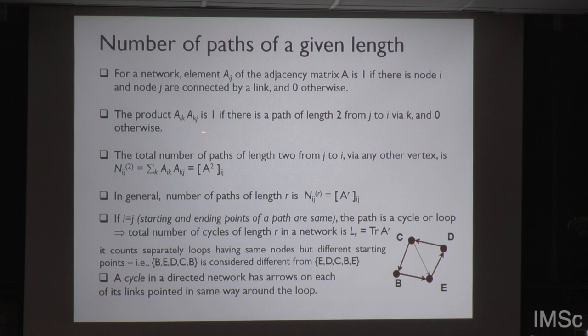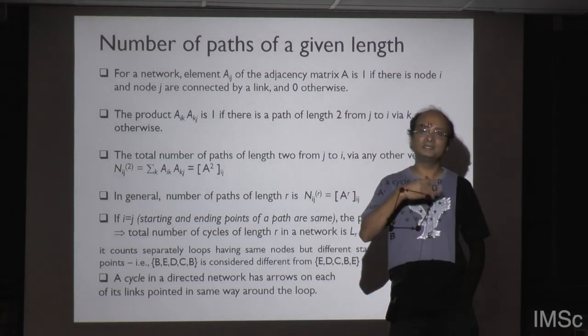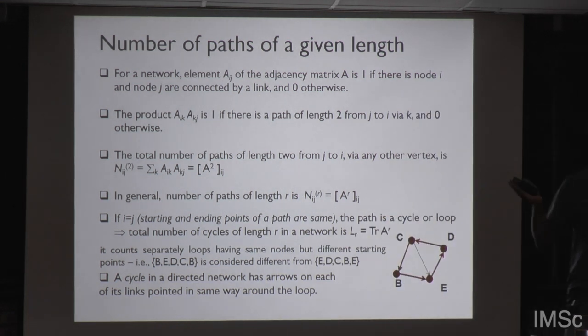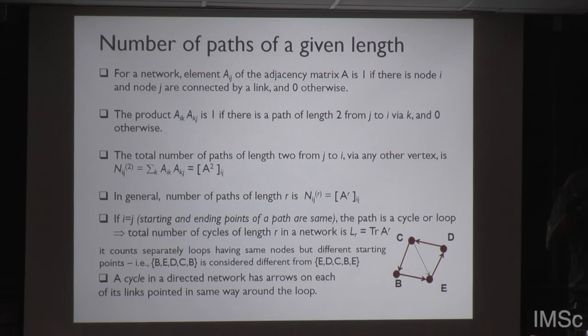Well, very simply, you notice that if the product Aik times Akj is 1, that means there is a path of length 2 from i to j via k. Okay. So that immediately tells you that, wait a minute, if I take powers of A, so if I raise A to the power 2 and look at now all the matrix elements which are non-zero, it will tell me what are the paths of length 2 which connect different pairs of nodes. Is that clear? If you have any doubts about this, just ask, because this is an important point.